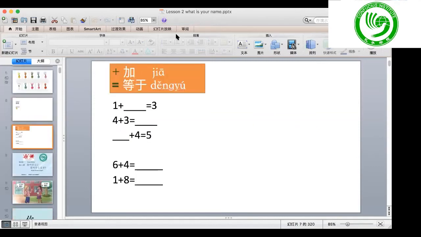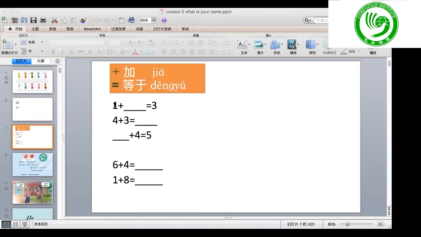The second game is here. Look at here. We're gonna do some math. So for the new words, maybe we will use in this game are these two. The first one is plus in Chinese is 加 and equal to, be equal to is 等于. One more time, plus in Chinese is 加 and equal to, be equal to is 等于.